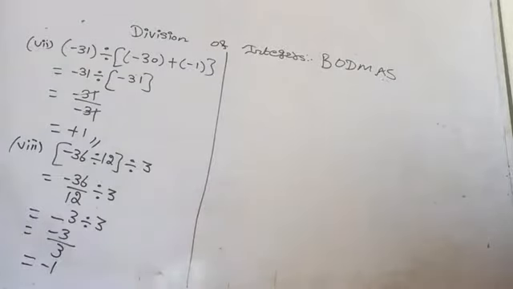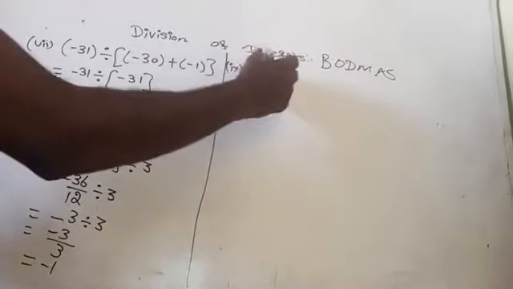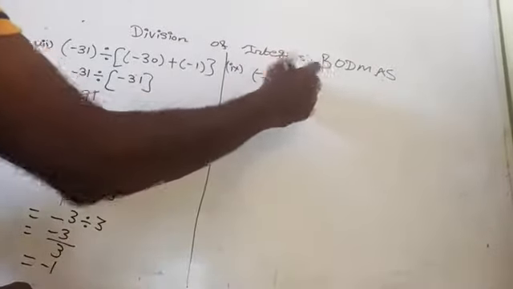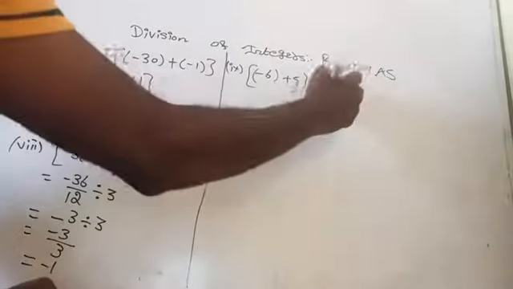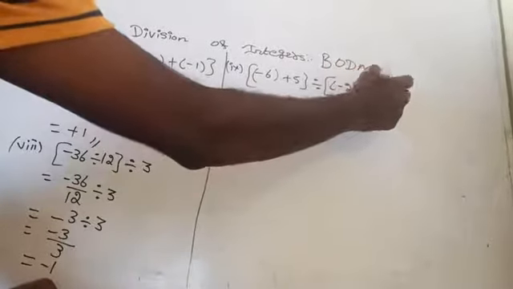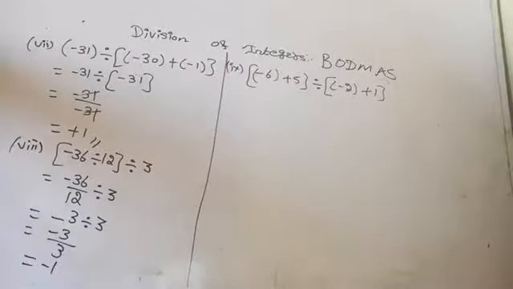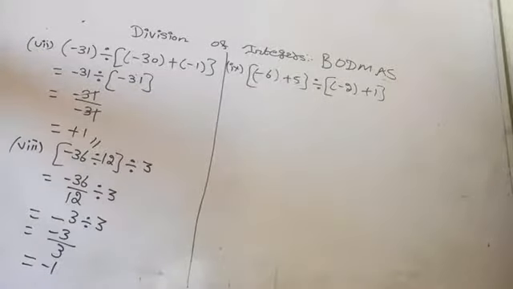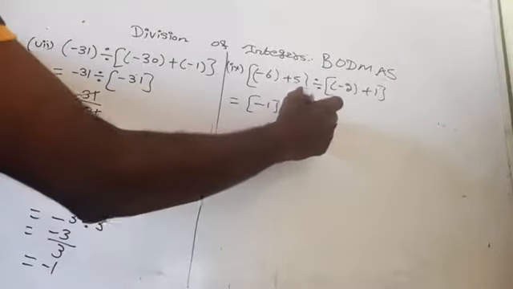Come to the next question, that is minus 6 plus 5 divided by minus 2 plus 1. So minus 6 plus 5 is how much, dear? Here we are going to add a positive integer and negative integer. So ignore the sign, subtract the smaller number from the greater and give the greater number sign. So minus 6 plus 5 is minus 1, divided by minus 2 plus 1 is minus 1.